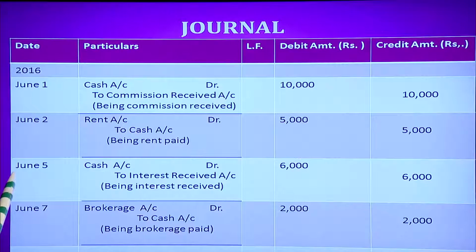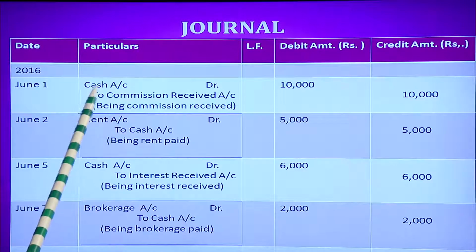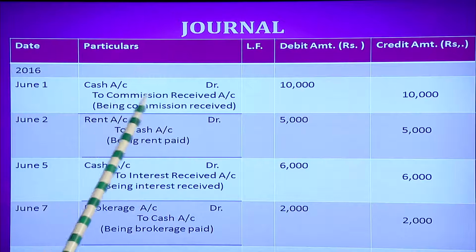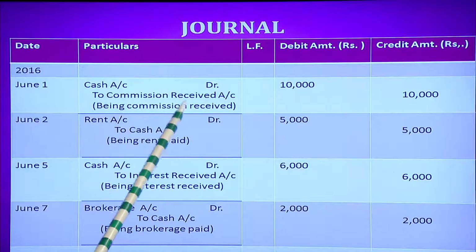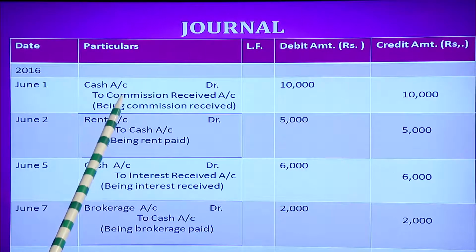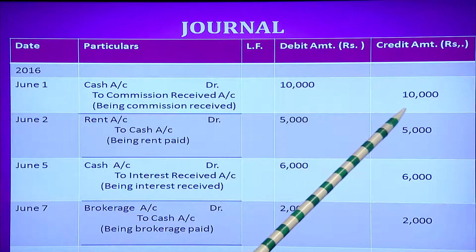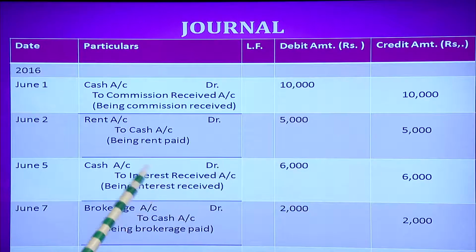First, we receive a commission for 10,000 rupees. So, our journal entry shall be: debit what comes in, so cash account debited, and credit all incomes and gains. So, we have given a credit to commission received. So, our entry becomes cash account debited to commission received account, and in the debit amount and the credit amount we write the amount received, that is to an extent of 10,000 rupees.